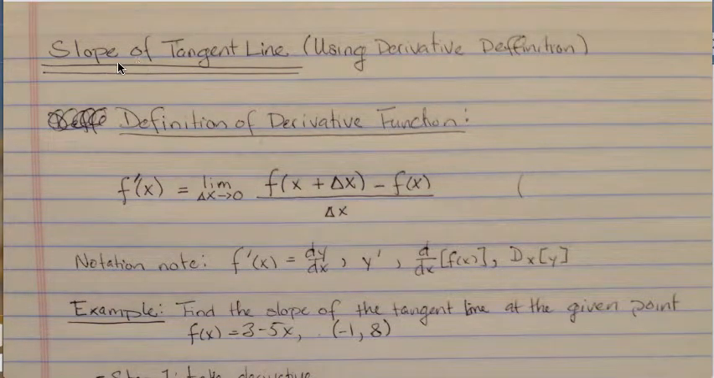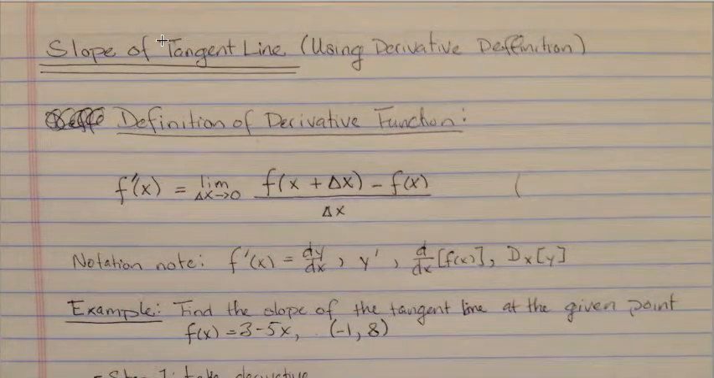So the first thing you need in order to find the slope of the tangent line, using specifically, in this case, the derivative definition, is the definition, which I have written here. f prime of x equals the limit as delta x approaches 0 of f of x plus delta x minus f of x over delta x.